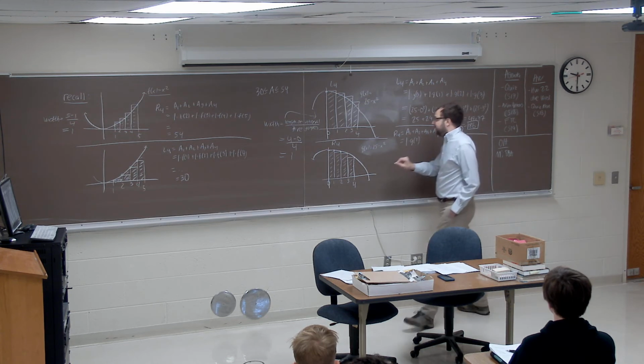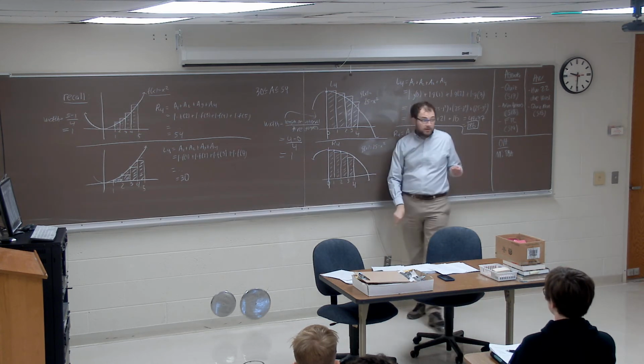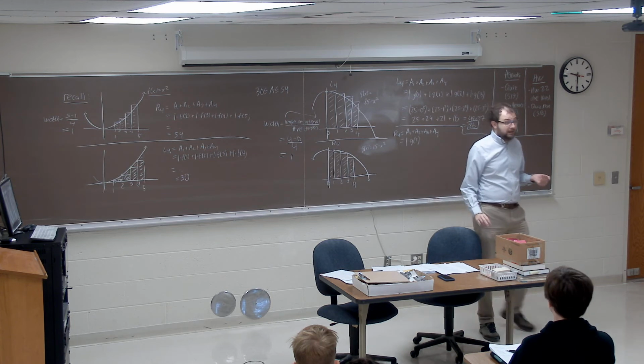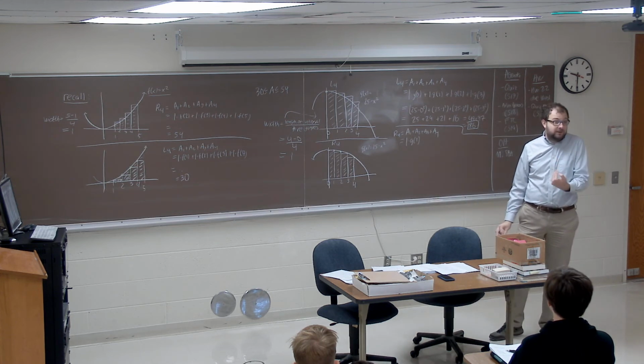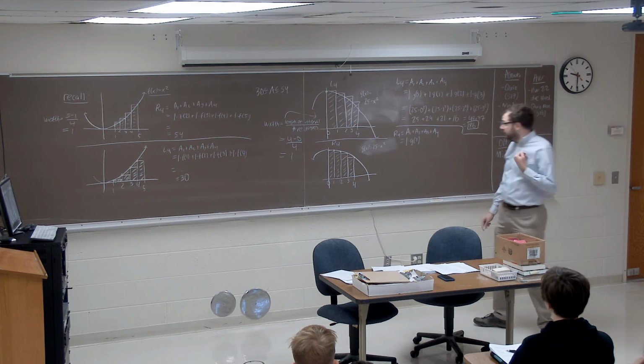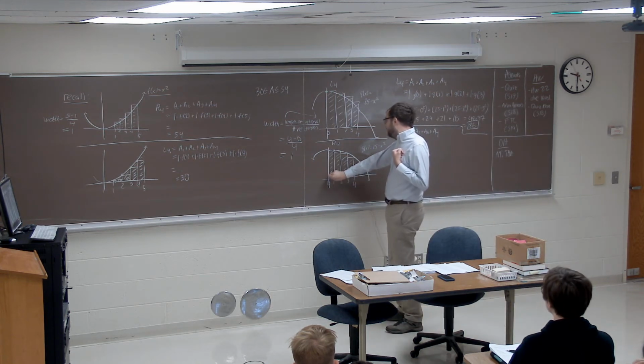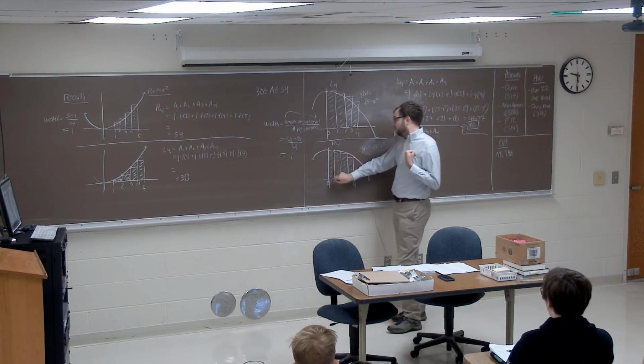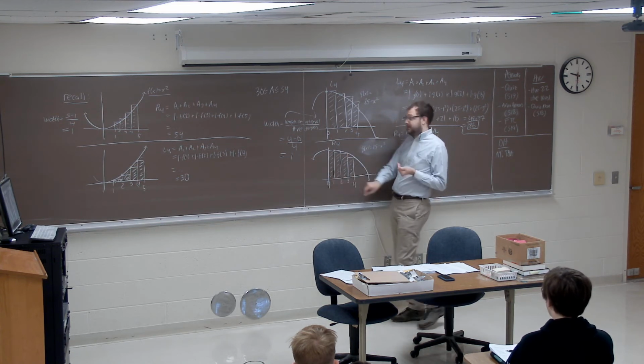Our first rectangle goes from 0 to 1. When we used a left endpoint approximation, we used the left endpoint of that rectangle and plugged it into the function to get a height of g of 0. But now, our first rectangle is going to have a height of g of 1, where 1 is the right endpoint of that rectangle.